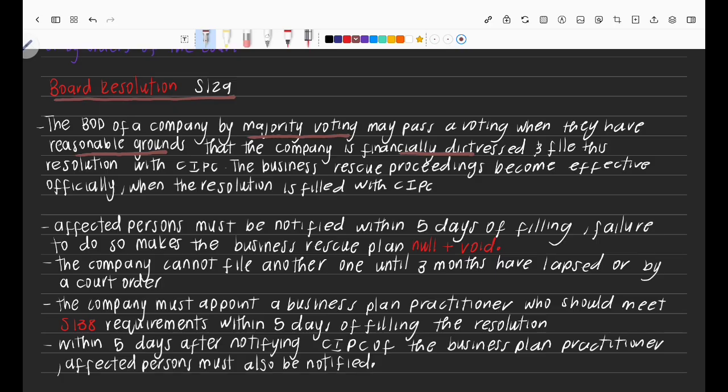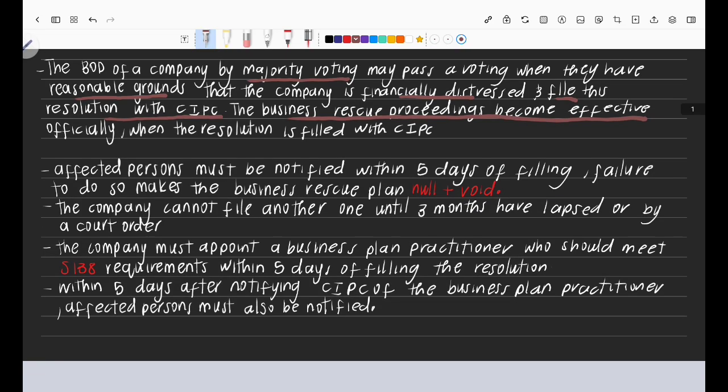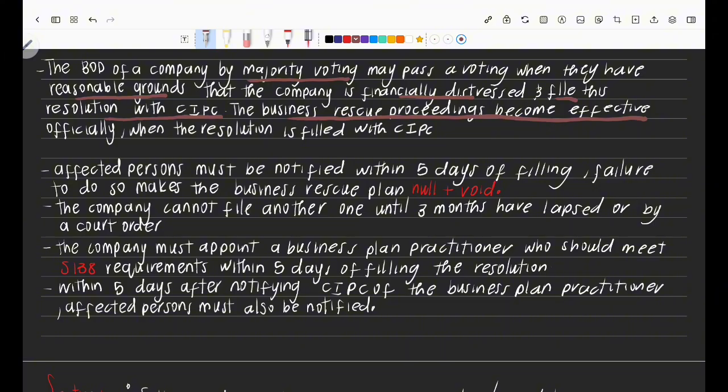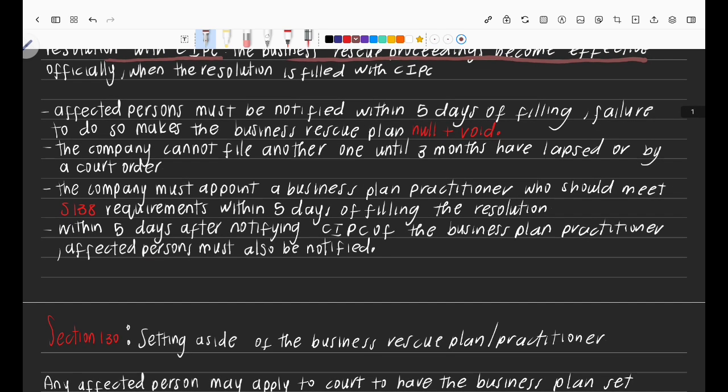And they need to file this resolution with the CIPC, right? So once you have filed this resolution with the CIPC, then the business rescue proceedings become effective. So you want to save this company, you want to go under this process, so you need to file this business rescue with the CIPC. And as soon as you have filed this, you need to notify the affected persons of the filing within 5 days of the filing. If you fail to do so, the business rescue becomes null and void, not voidable, not that you can fix it. Once you fail to notify those people within 5 days, it becomes void, right?